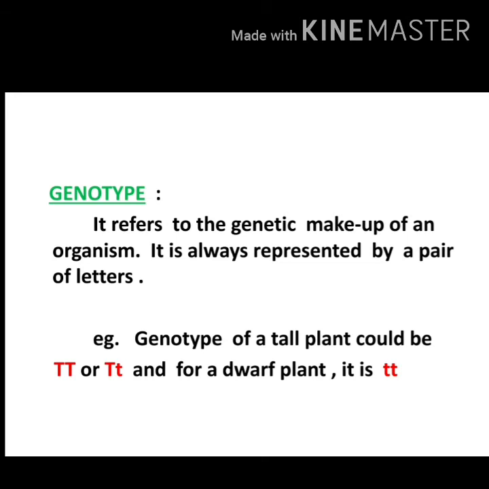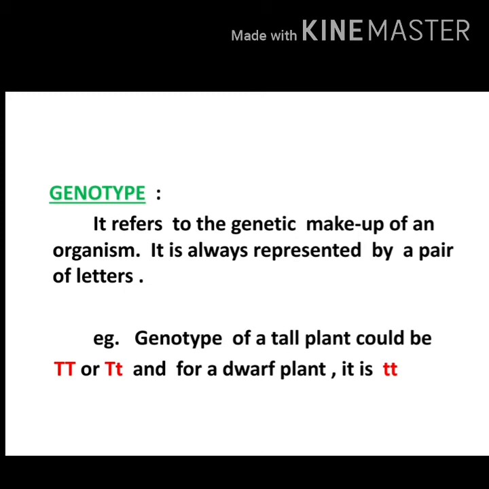Okay, what is genotype? It refers to the genetic makeup of an organism. It is always represented by a pair of letters. Mendel, while explaining his experiments, he uses many symbols. The letters are used. He uses capital letters to denote dominant character and small letters to denote recessive character. These terms, dominant and recessive, we will come across in the next class. So, genotype refers to the genetic makeup of an organism.